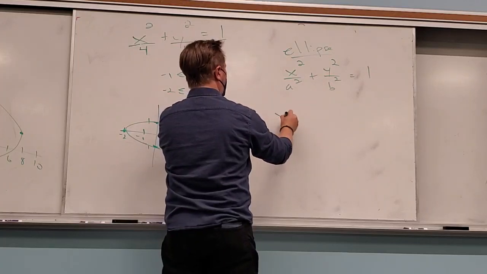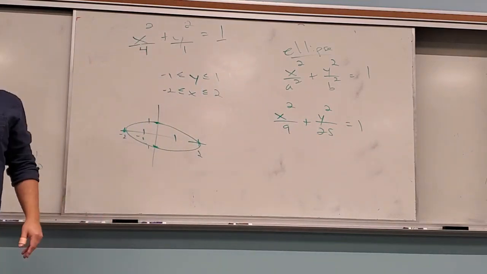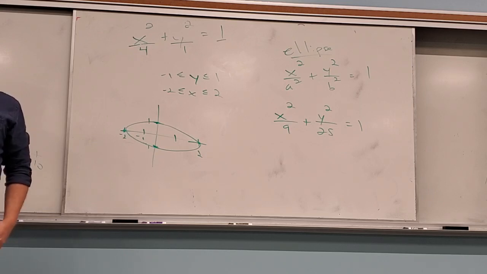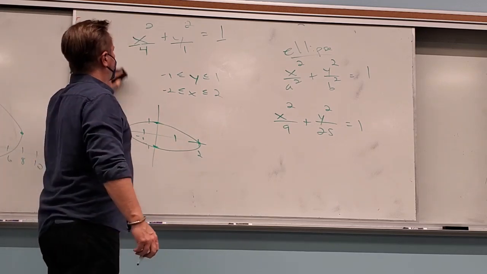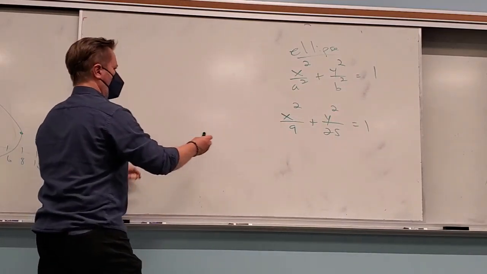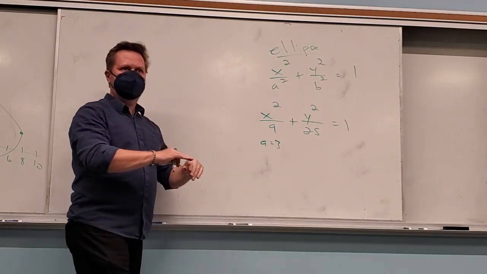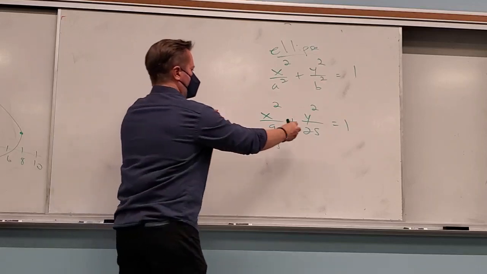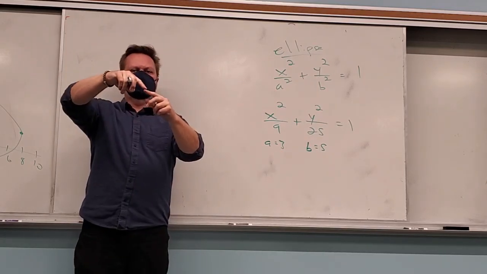So can you guys graph this for me real quick? So what's A? Three. Right? Three is the distance. So yeah, you're right. I will go to -3 and 3, but 3 is the distance. What's B? 5. So I'm going to get 3 away from the center in the x direction, and I'm going to get 5 away from the center in the y direction.